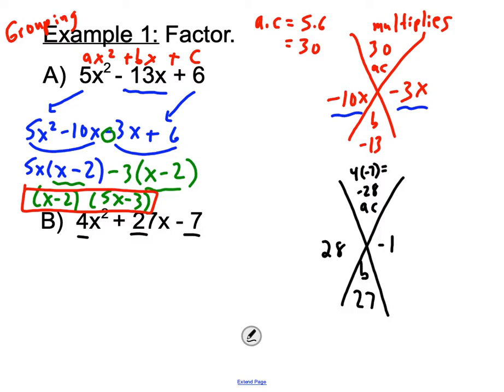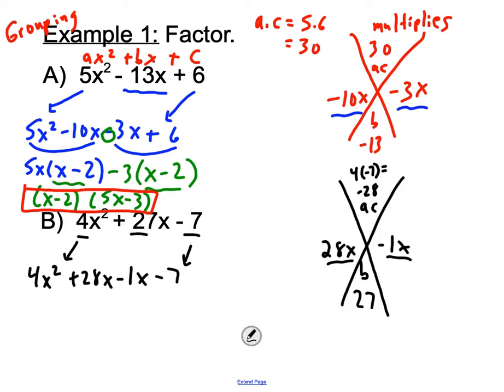Right, I'm going to put x's in there. Those are going to become my middle terms. I'm going to bring down the first term. The middle terms there are 28x and a minus 1x. And I'm going to bring down my minus 7.